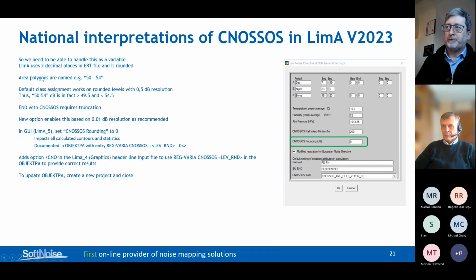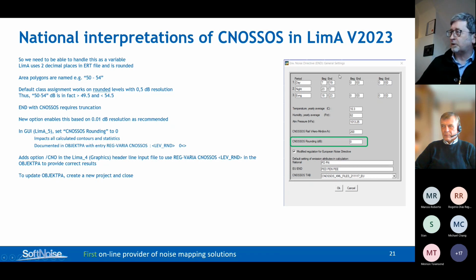So that's the basis. The area polygons are named, for example, 50 to 54 dB, and the default class assignment works on rounded levels with 0.5 dB resolution. So in fact, your 50 to 54 dB class is somewhere between 49.5 and 54.5. However, the END, the Environmental Noise Directive, with Cnossos requires truncation, and this is a new option that we've introduced in LimA 2023, based on the 0.1 dB resolution as recommended in the published recommendation.